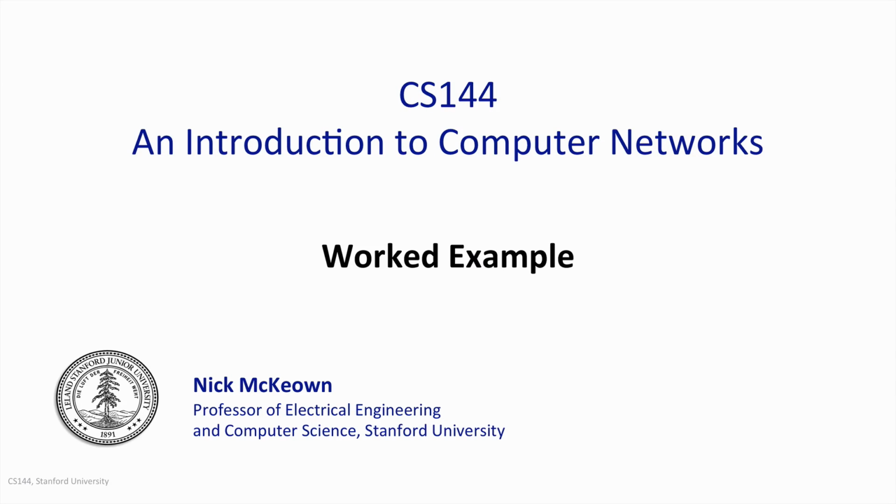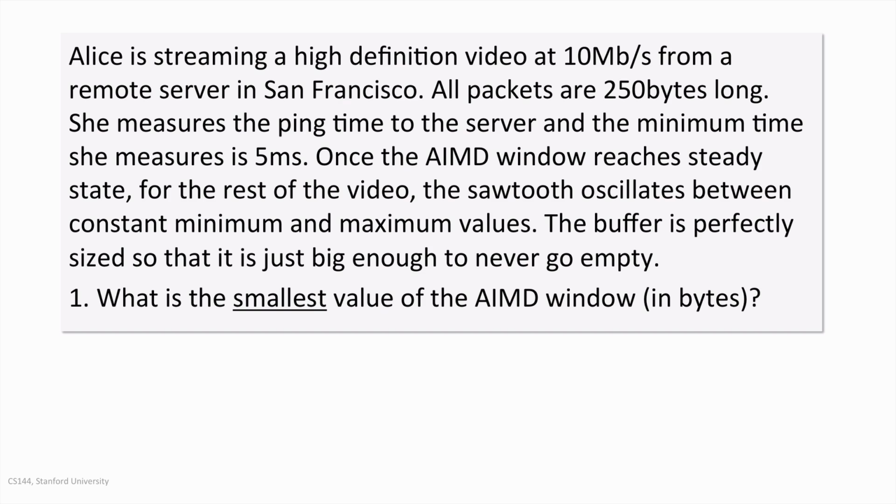In this video, I will provide a worked example for a single flow with AIMD congestion control. Alice is streaming a high-definition video at 10 megabits per second from a remote server in San Francisco. All packets are 250 bytes long. She measures the ping time to the server, and the minimum time she measures is 5 milliseconds.